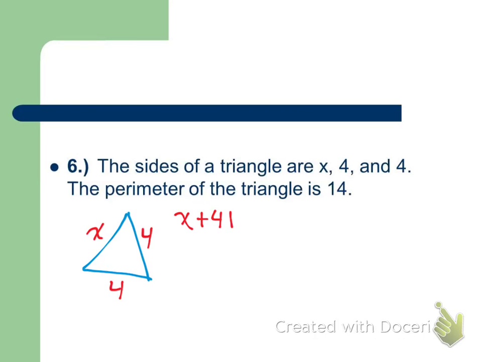X plus 4 plus 4 equals, they said the perimeter is 14. Okay, so if all the directions ask you to do is write an equation, I'm okay if you stop here. If you wanted to, you could combine your like terms. What's 4 plus 4? 8. So x plus 8 equals 14.